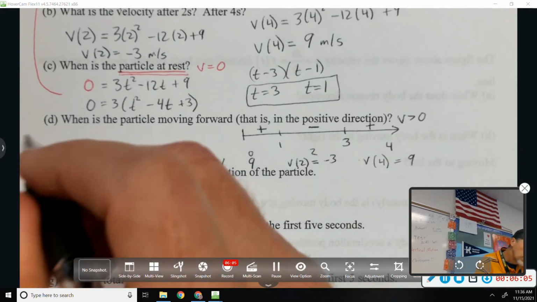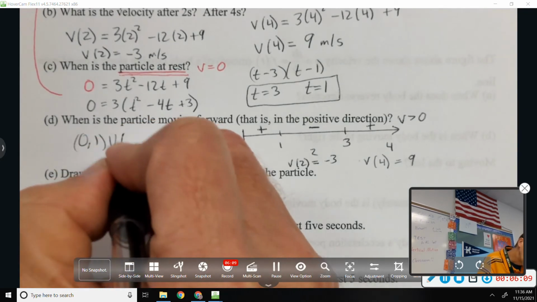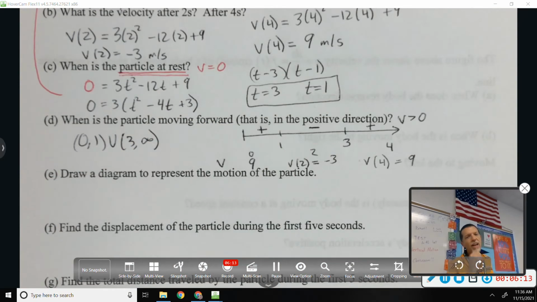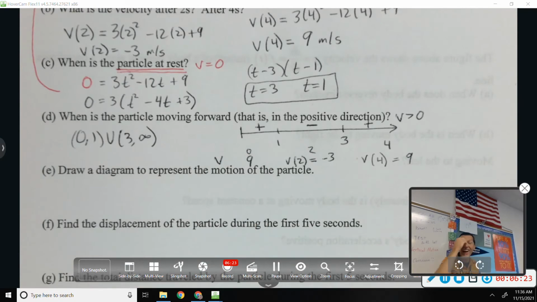So then it would be from 0 to 1 and then 3 to infinity? 0 to 1, 3 to infinity. Why did I stop, or why did you start at 0? Because there's a straight line right there. Okay, well, why did I put a straight line there? That's the better question. You can't have a negative time, at least for our purposes.